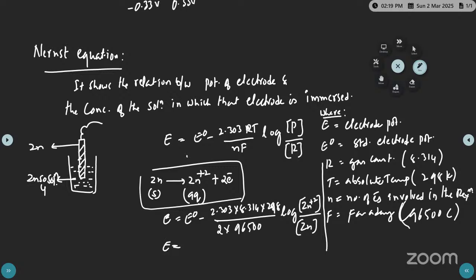E is equal to E naught minus 0.0591 by 2 into log of concentration of Zn2+ ions.